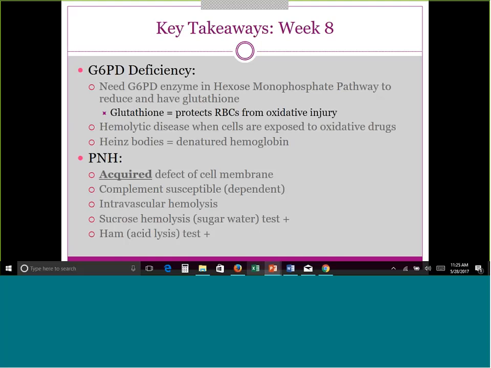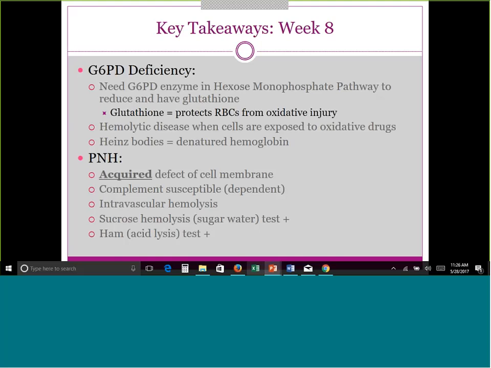So when somebody takes certain drugs or medicines, whatever, that are oxidative in nature, they will destroy the red cells, causing a hemolytic disease because there's no glutathione there to protect them. So that's where the hemolytic part comes in. It tends to be an intravascular hemolysis.